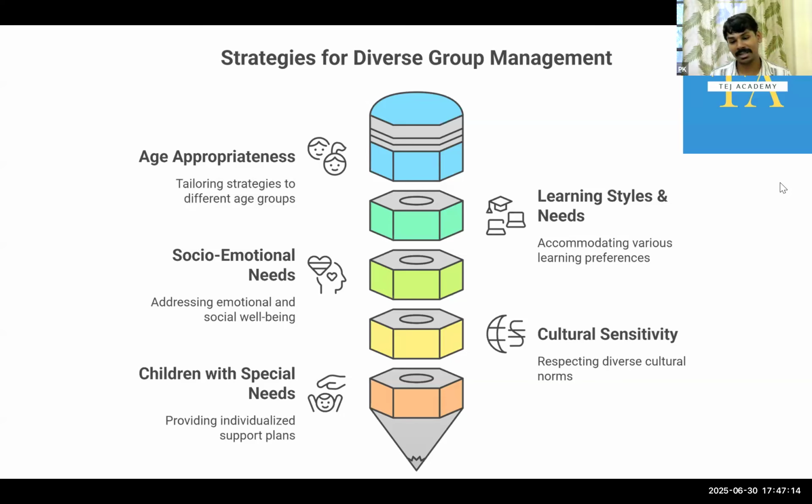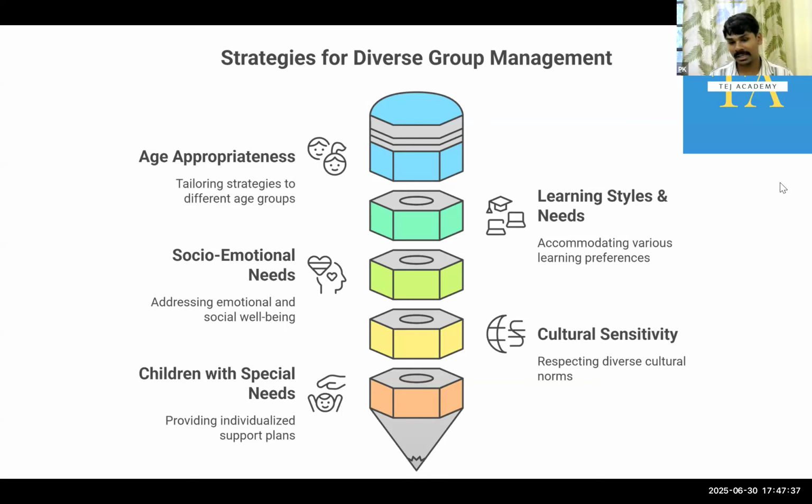That cannot be done for primary students. Okay, so age appropriateness. Second one is learning styles and needs. All different students have different learning styles, different students have different needs. We talked about learning styles previously also, auditory, visual and kinesthetic, all these things we have discussed. So some students require more structure, visual cues, sensory inputs compared to others.